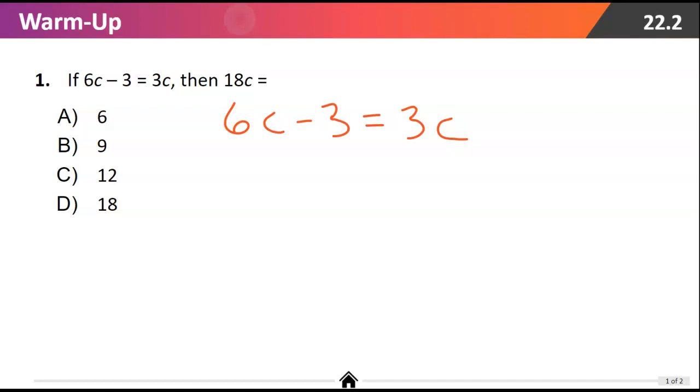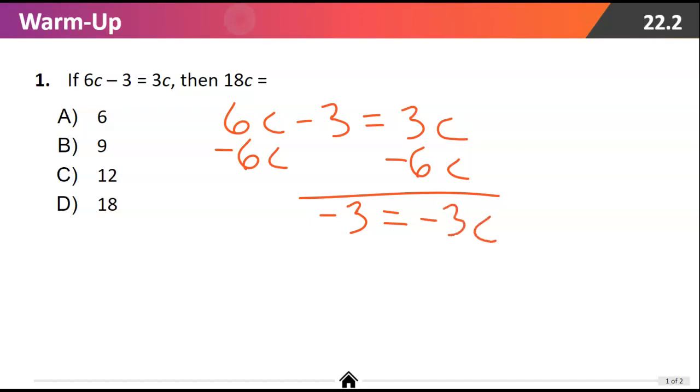Now it's going to seem a little backwards, but because we only have one constant term in this problem, I'm actually going to subtract 6c to isolate a constant on one side and the variables on the other. When I subtract, negative 3 comes down, equals 3 minus 6 is going to be a negative 3c. When I divide by negative 3, the identity property says anything divided by itself is 1, so our answer is c is 1.